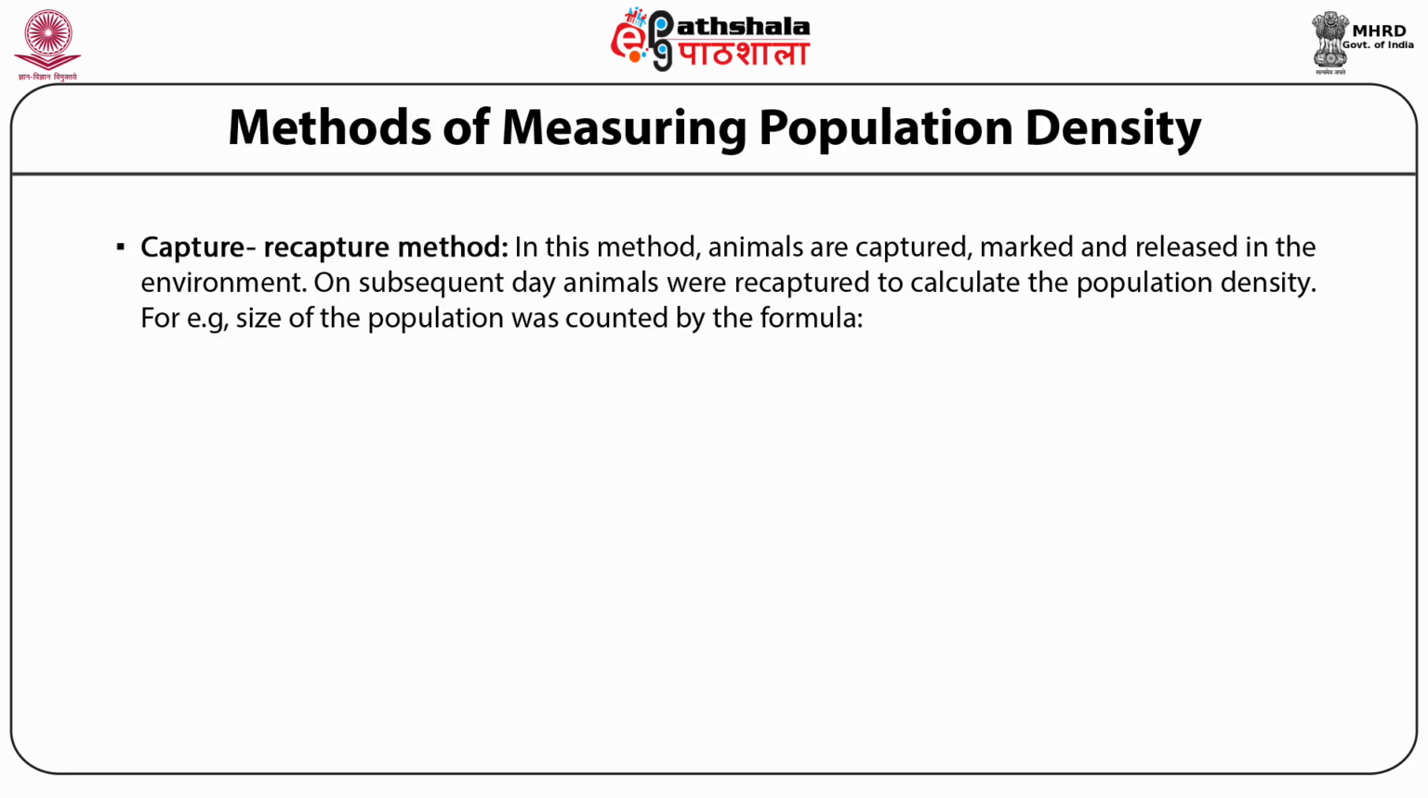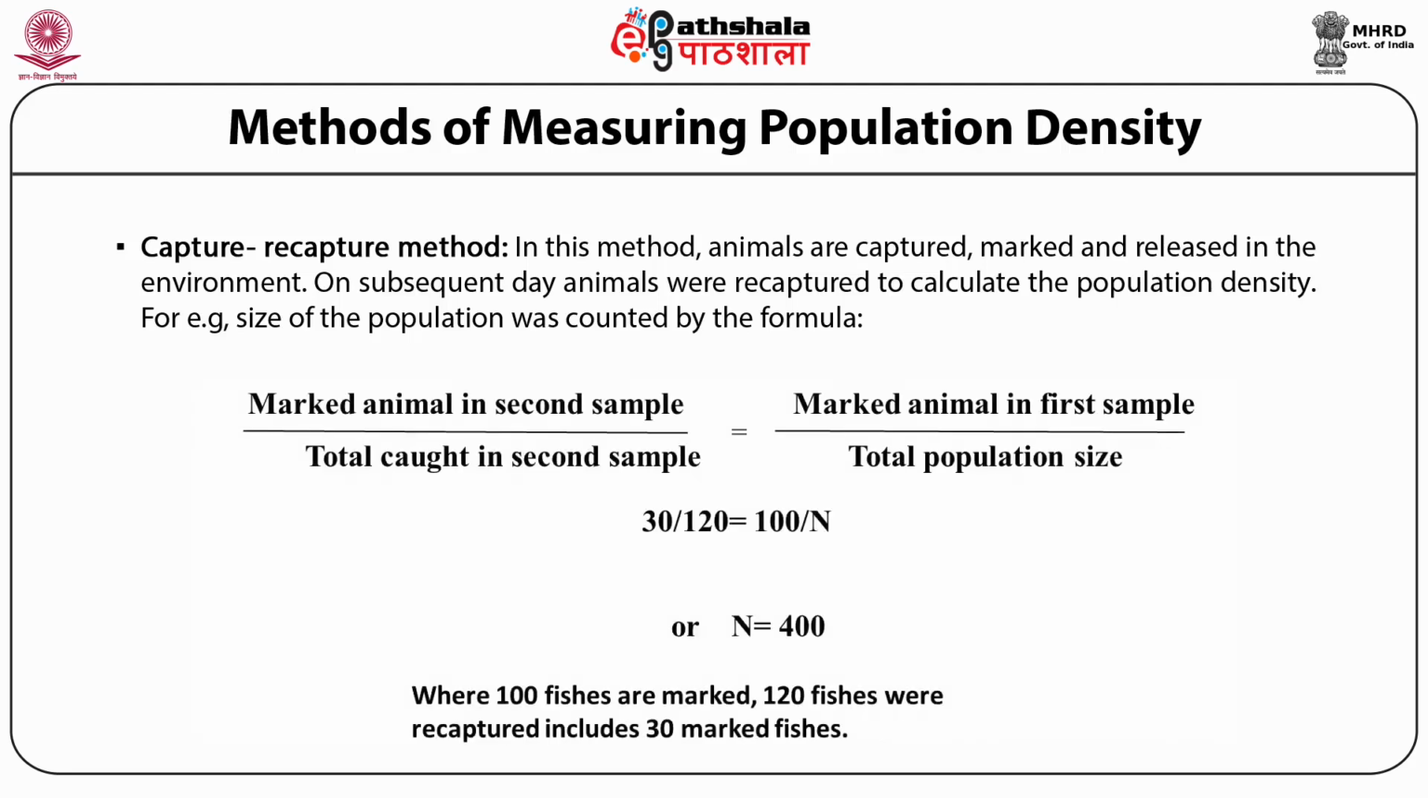This includes 30 marked fishes. The size of the population was counted by the formula: marked animals in second sample divided by total caught in second sample equals marked animals in first sample divided by total population size. On the basis of that, you can calculate the population size, and that is around 400, where 100 fishes are marked and 120 fishes were recaptured, which includes 30 marked fishes.